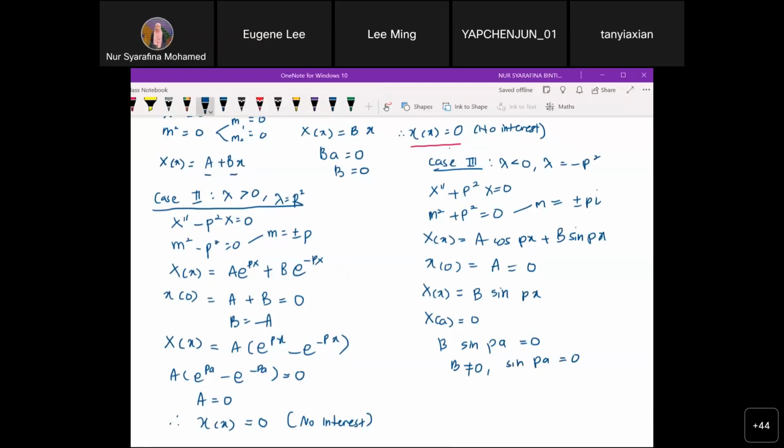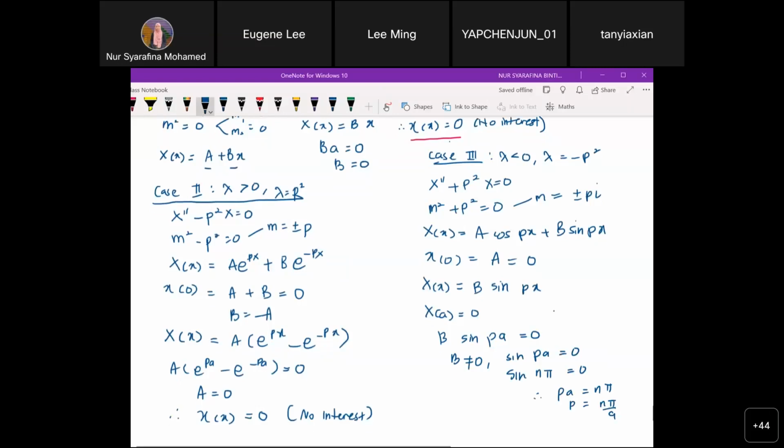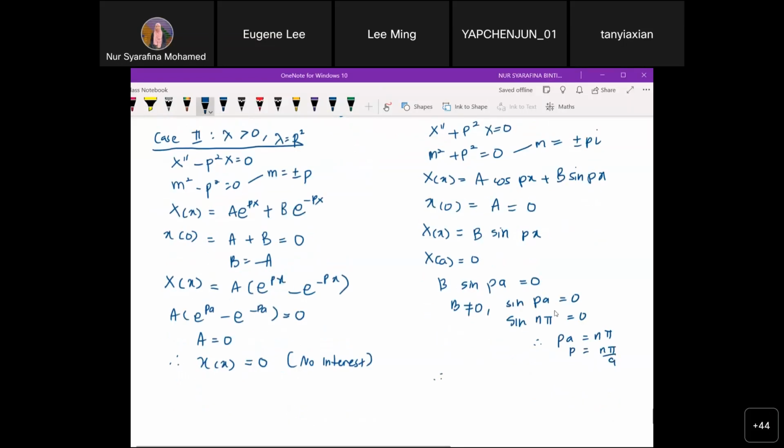All right, and sine n pi is also equal to 0. So PA equals n pi and P equals n pi over A. All right, so now you have your P, and then at least you know the value of the constant P, then you know the function of x, B sine n pi x over A. Okay, so you have your x, then you can proceed to your y.